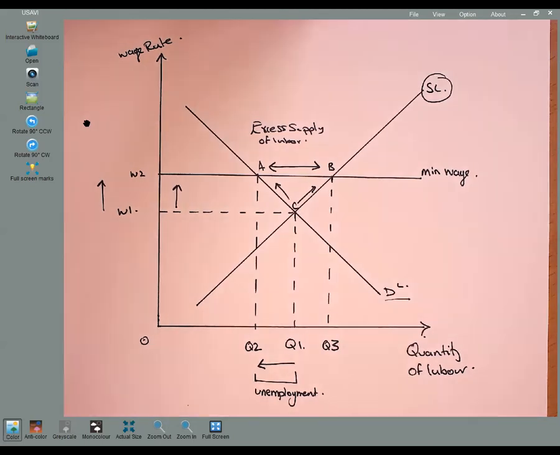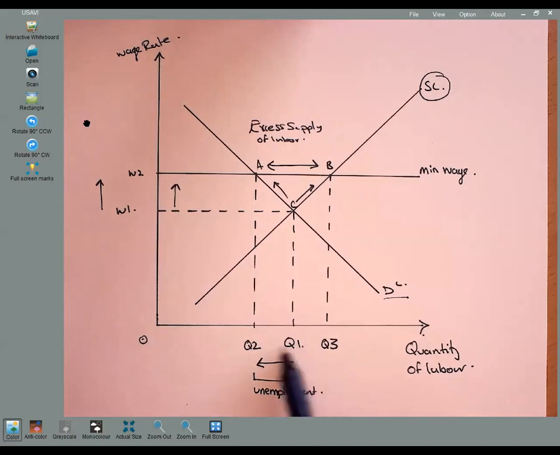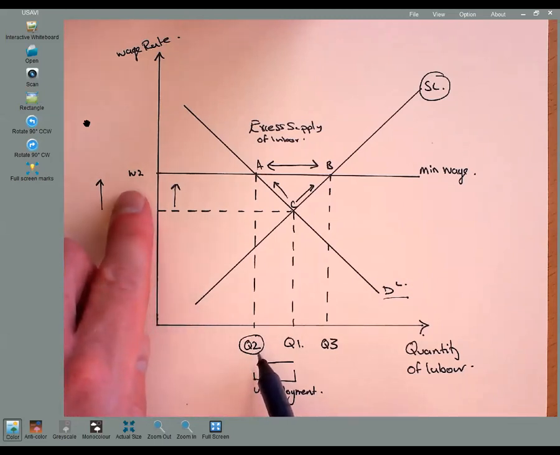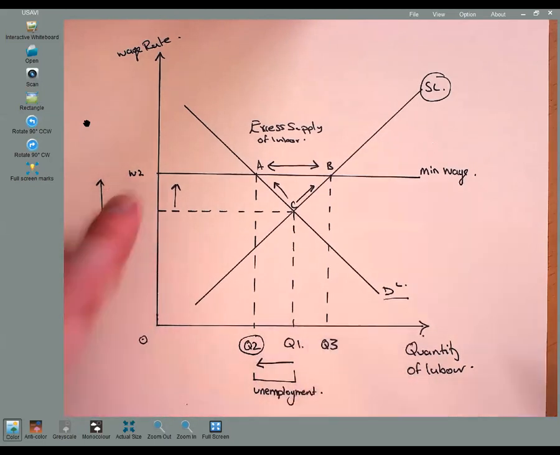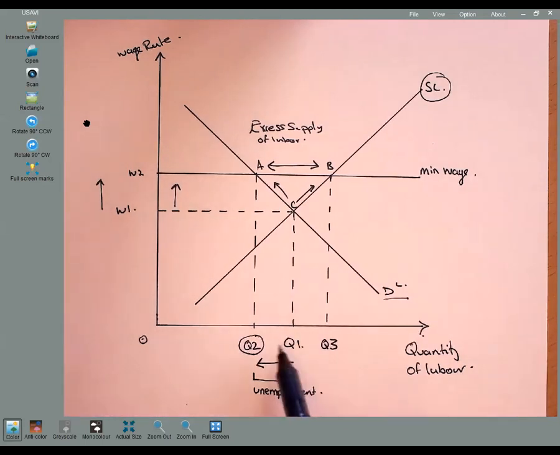Firms now are seeking to create unemployment. They make people redundant. So the staff that would have been employed between Q1 and Q2 have now lost their jobs because it's too expensive to employ them. Those at Q3 were never employed in the first place, and therefore you can't make somebody who was never employed unemployed. So the good thing about the national minimum wage is for the workers at Q2, the workers that have managed to keep their job whilst also earning wage rate W2. So they're happy out, so to speak. They've kept their job and they're earning a higher wage. They are the winners. The losers are the individuals between Q1 and Q2 who have lost their jobs.